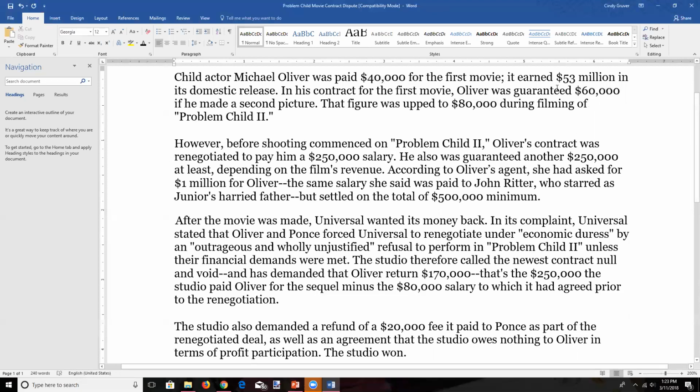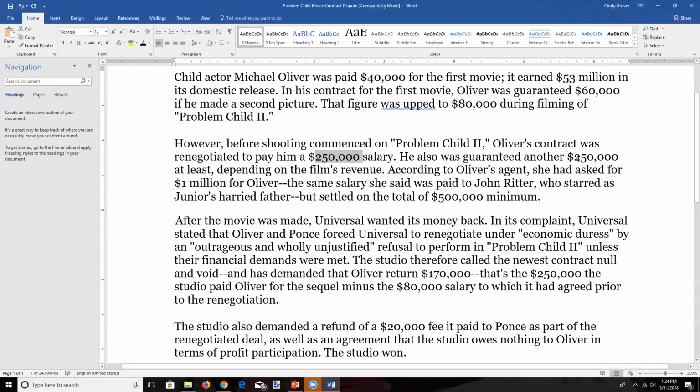$80,000, while nicer than $60,000, is a pitiful amount of money compared to the $53 million that you made in the last movie. And so we want at least $250,000 for Michael's role. Part of it just reflects the fact that he is the main guy in the movie, and a smaller player in the movie, John Ritter, who was the bigger name, was getting a lot more money than Michael Oliver, so that was kind of an additional idea.